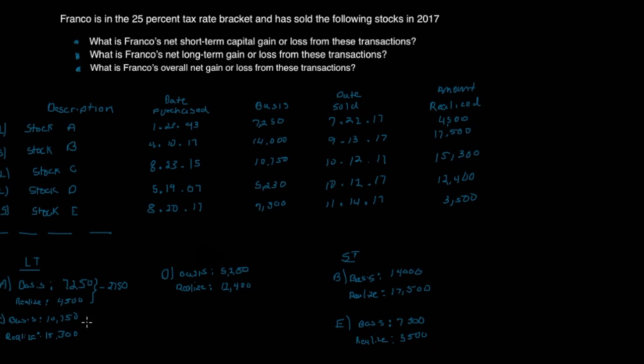So moving on to stock C, what we have here is a basis of $10,750 and a realized amount of $15,300. Whenever you net those, you get $4,550.